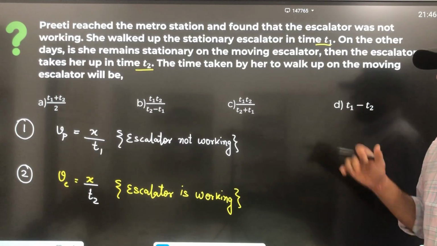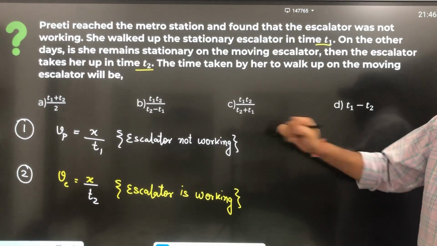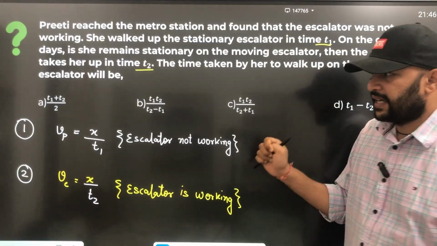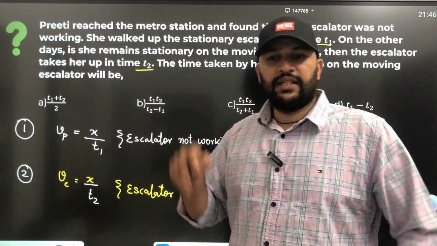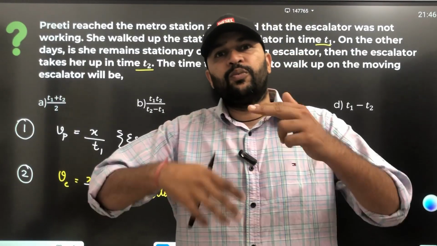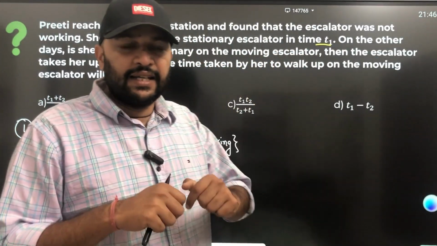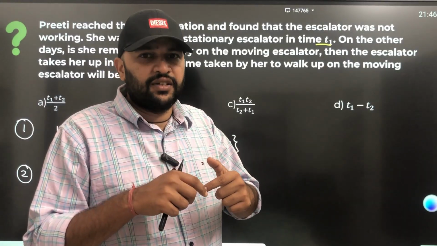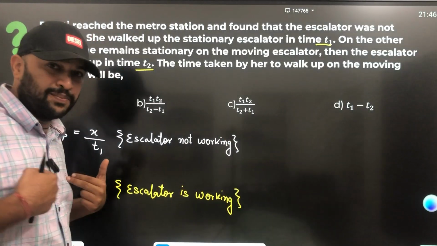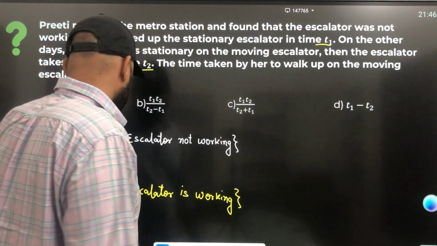Let's see later what happens in the third scenario, when the escalator is also working and Preeti is also moving. It is like the escalator is going up and I am also moving on the stairs. In that case, will I reach faster or later? I will reach faster. Why? Because my speed will be added to the escalator's.